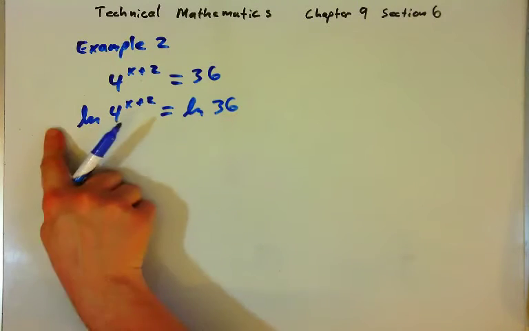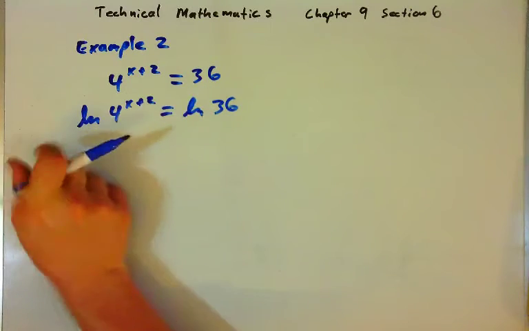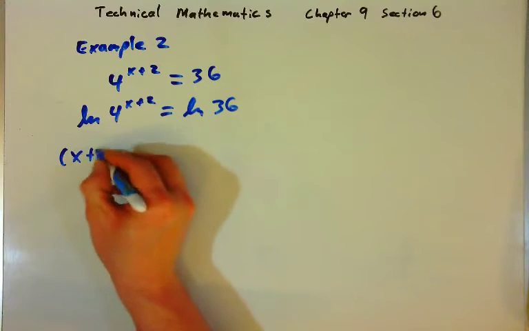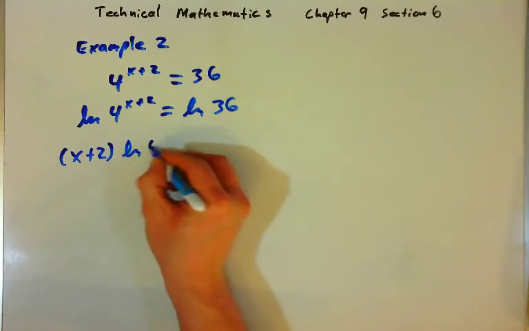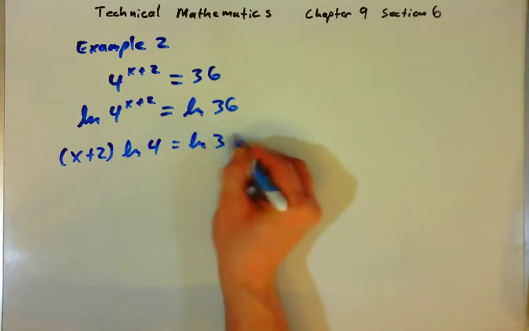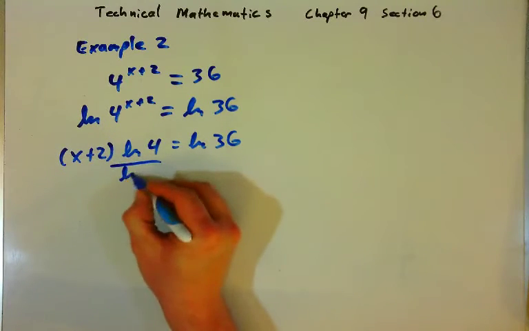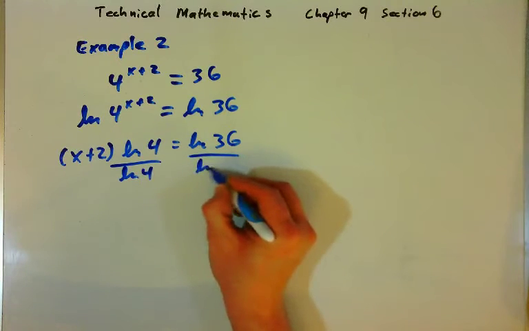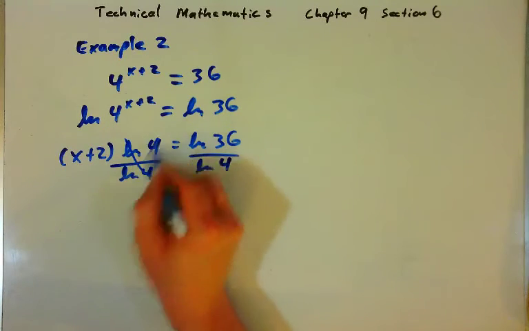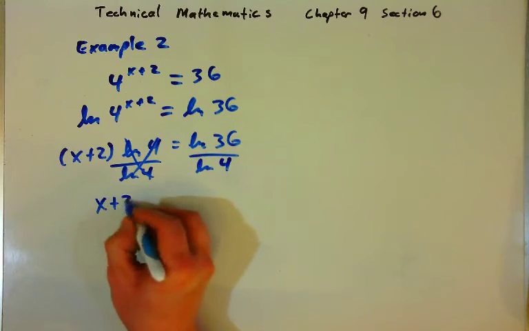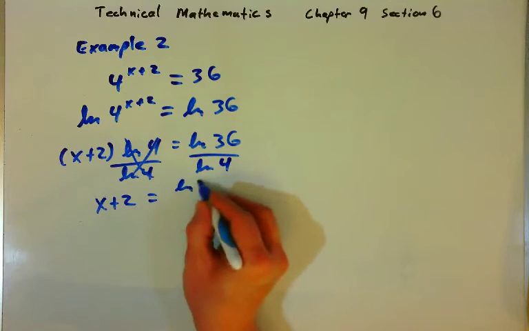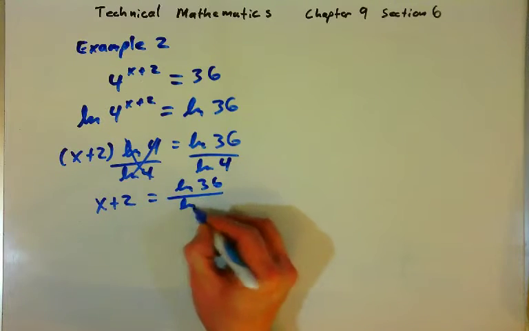Now that I have a logarithm, I can bring the exponent out as a multiplier. So the entire x plus 2 comes out as a multiplier. And now I can divide out the natural log of 4 on both sides. These cancel. And we get x plus 2 is equal to the natural log of 36 divided by the natural log of 4.